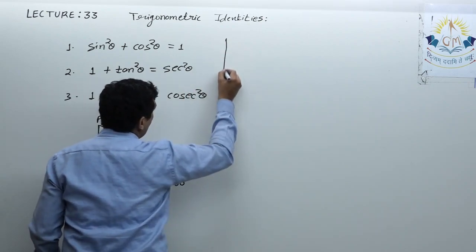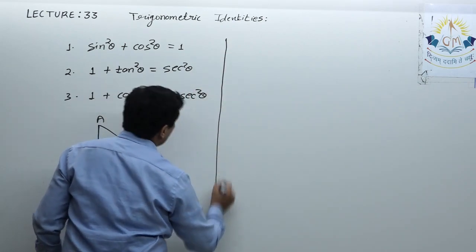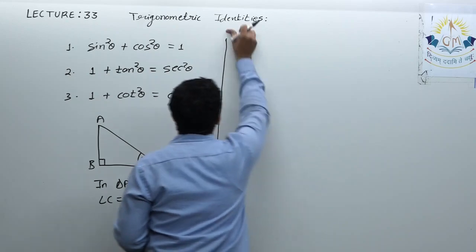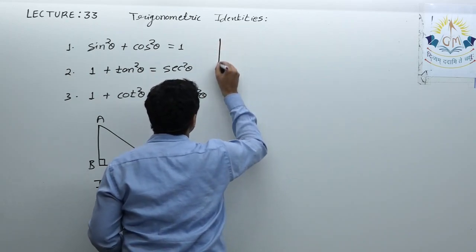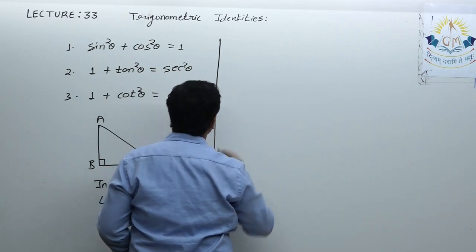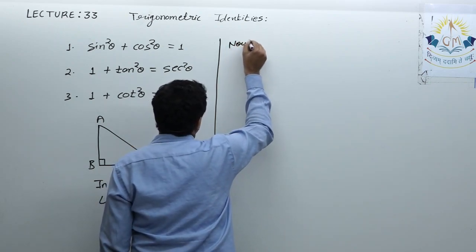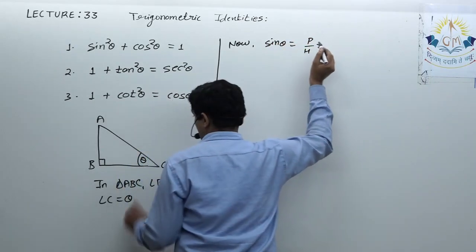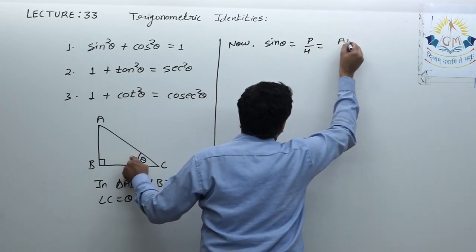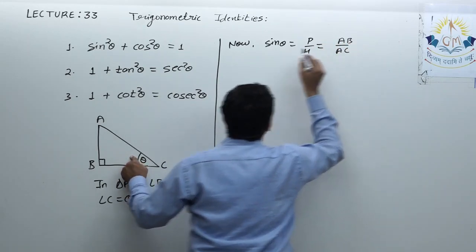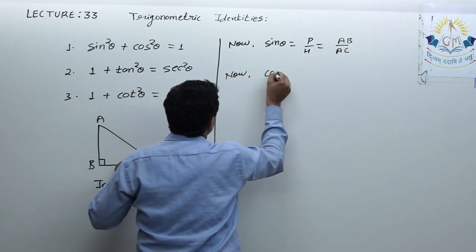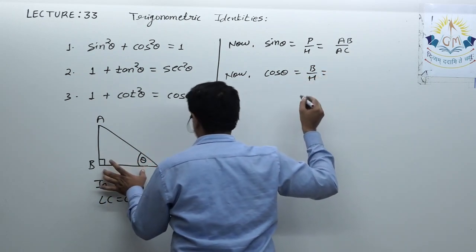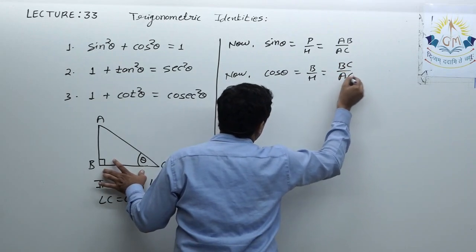Now what we need to prove is that if I find sine theta, then find cos theta, and then add them, I should get 1. That is the identity. So now sine theta is equal to perpendicular upon hypotenuse. For this angle theta, perpendicular is AB, hypotenuse is AC. Now cos theta is equal to base upon hypotenuse. Base for this angle theta is BC, hypotenuse is AC.